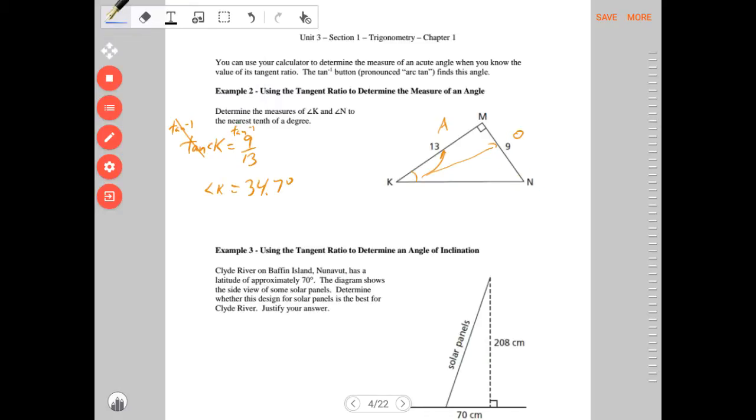Now I want tan of angle N. So I have to rename the sides. From N, 13 is the opposite and 9 is the adjacent.